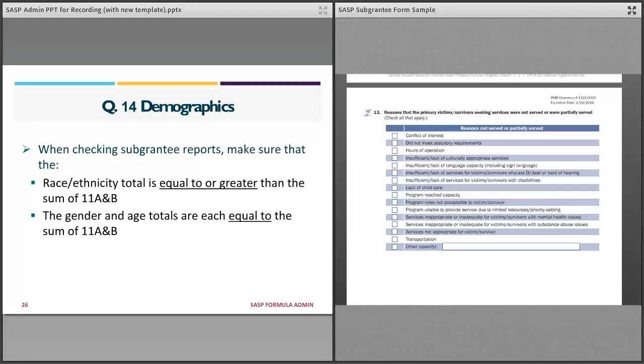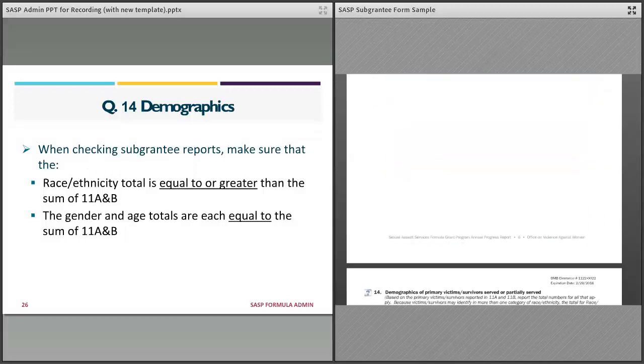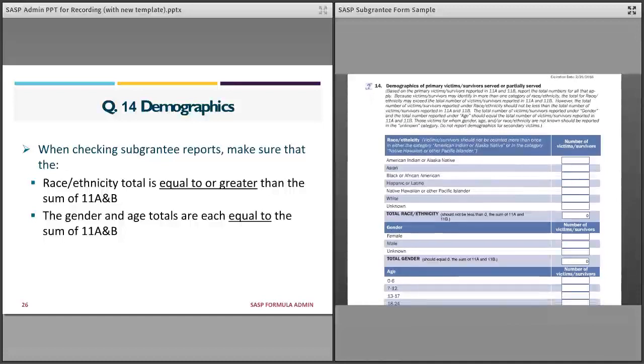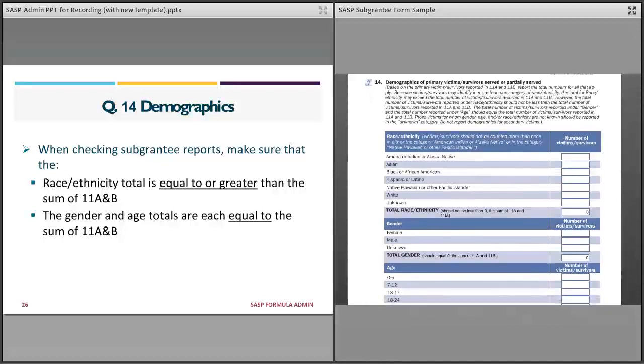In question 13, your subgrantees will check off any reasons for why victims and survivors were not fully served. And in question 14, we get into the demographics of anyone who was reported as fully served or partially served.